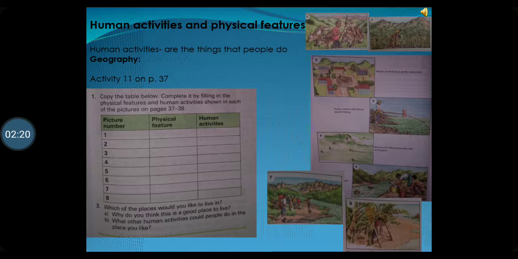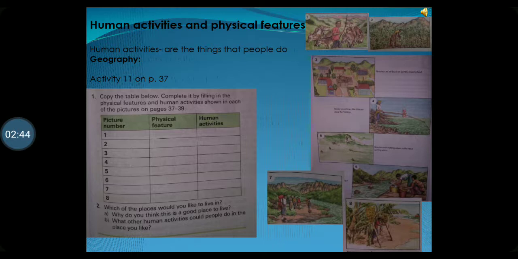Now we're going to look at activity 11 on page 37. Now the first thing you have to do is you need to copy the table. Now I think you have this table in your purple file. If you do not, you can just redraw. Then you're going to write the picture number 1 until 8. Then you're going to name the physical feature within the picture, and then what human activity takes place in the picture.